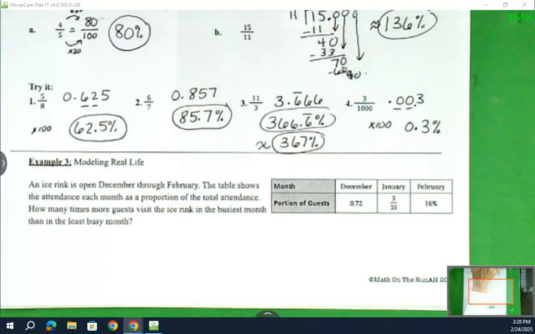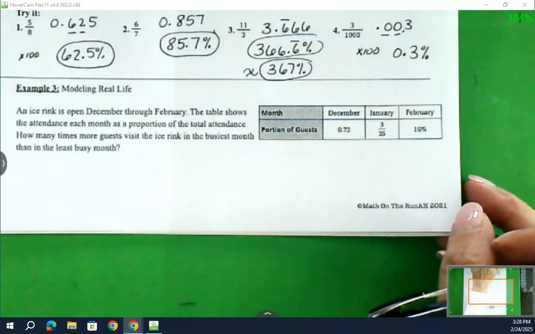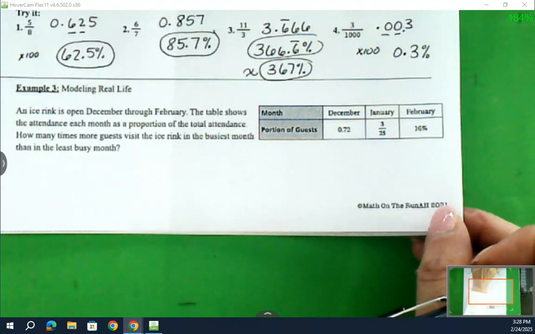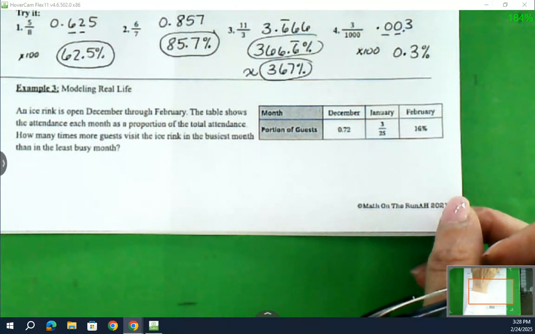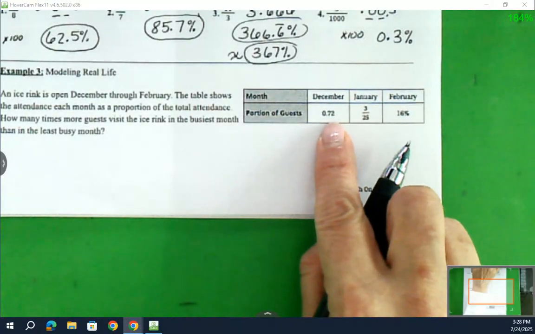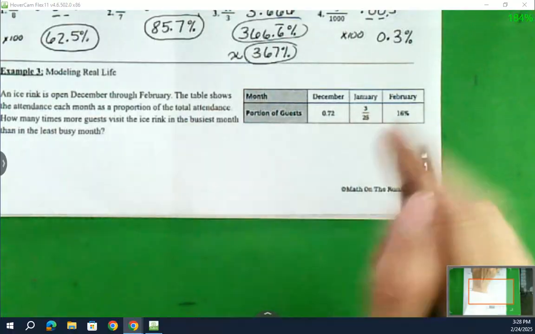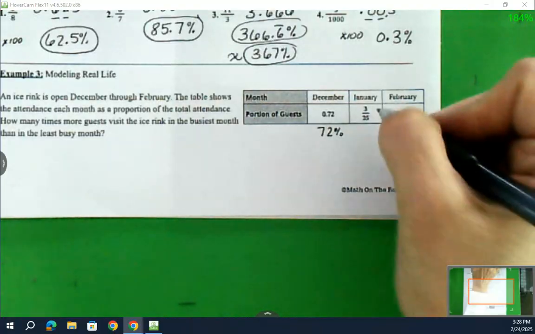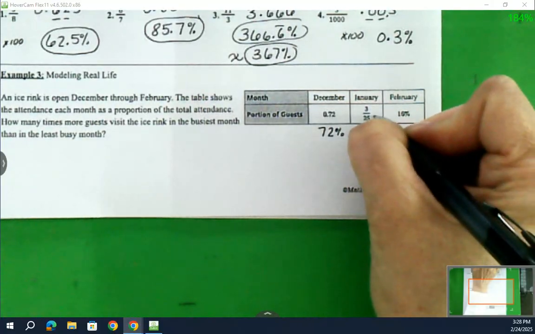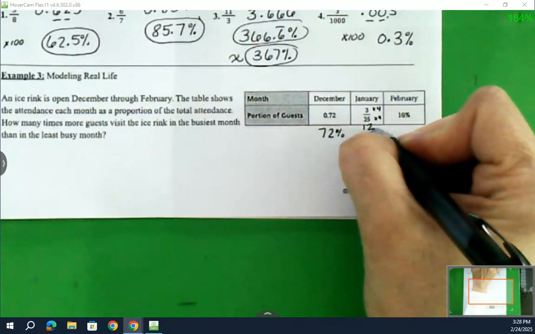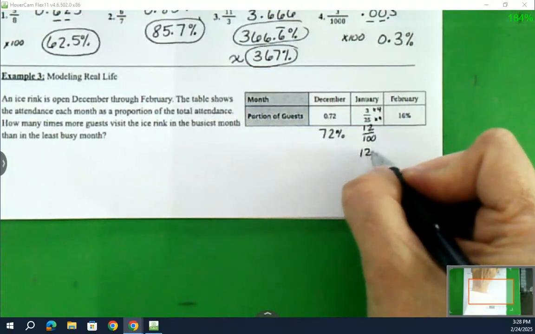Okay, now we have a word problem. An ice rink is open December through February. The table shows the attendance each month as a proportion of the total attendance. How many times more guests visit the ice rink in the busiest month than in the least busy month? In December, we have a decimal here, 72%. Here we have 3 out of 25. So to make that equivalent to out of 100, we would do times 4 times 4. 3 times 4 is 12. So this would be 12%.